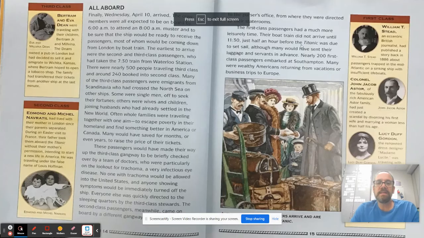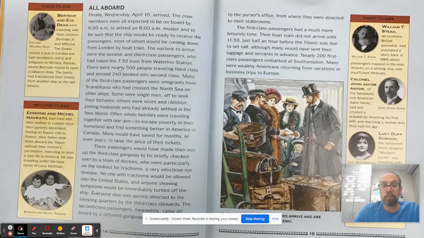So I read this page to you on Tuesday, and remember here in this paragraph up here, it's talking a lot about how many passengers of each class were booked. So, for example, we have second and third class passengers. There were about 500 traveling in third class, 240 booked in second class. It actually tells us that there are 200 first class passengers from Southampton.